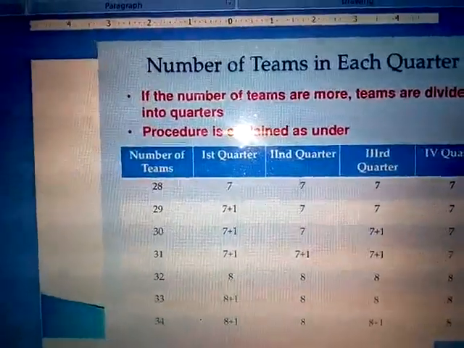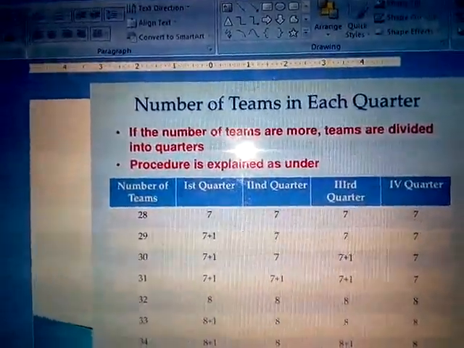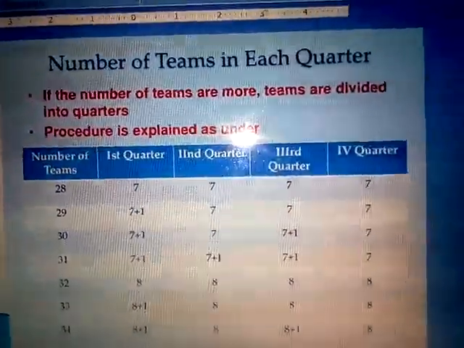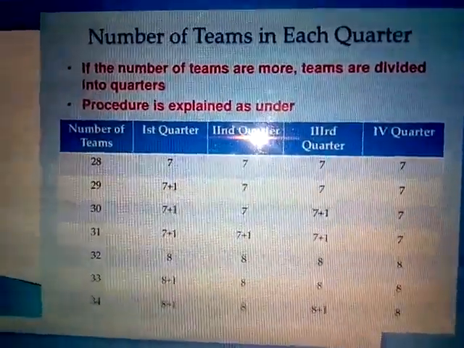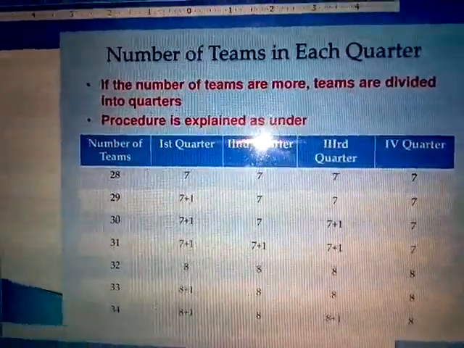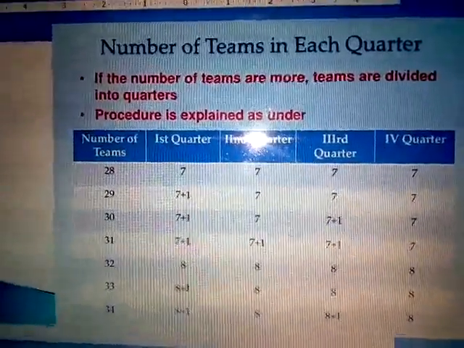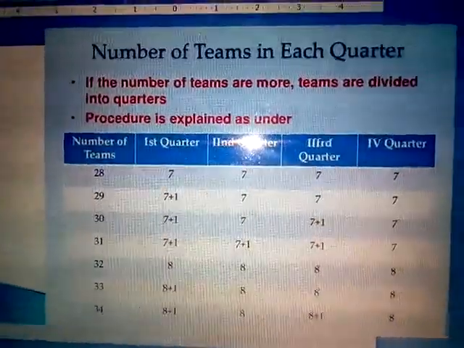The procedure is given in the examples as under. You can see the procedures in the examples in the slide. 28 teams are there, so the numbers of teams are 7, 7, 7, 7. For 29, it is 7 plus 1, 7, 7, 7. This is the way you can divide the teams into different quarters.